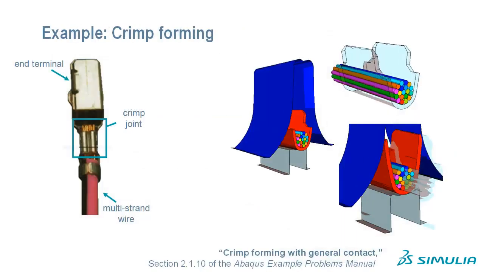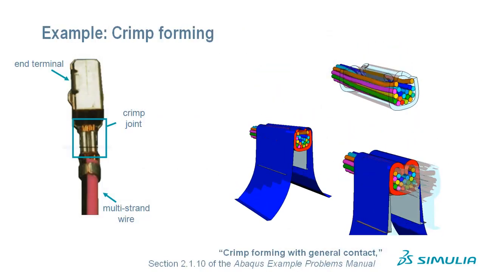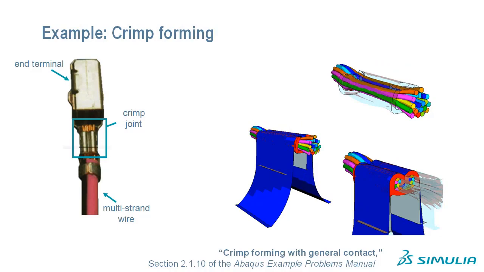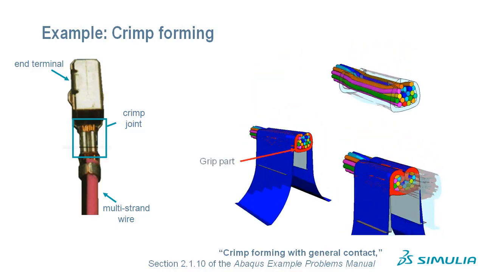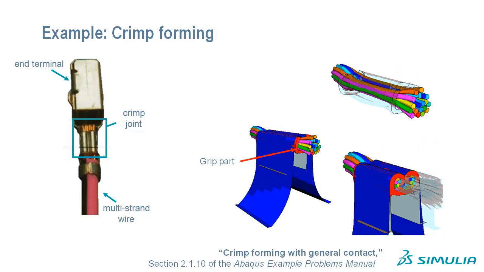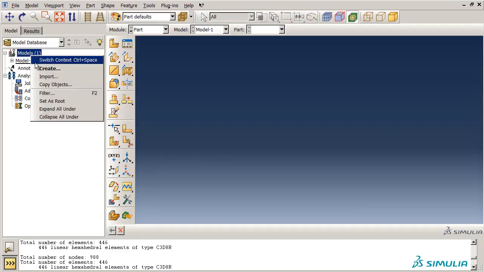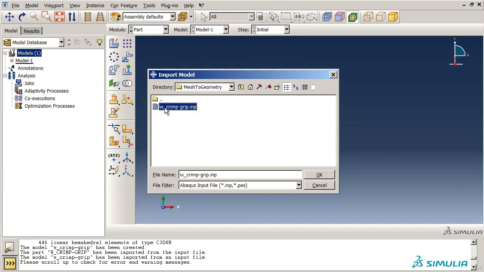In this demonstration, I will be creating geometry from a mesh of the grip part in this crimp forming example. The grip is colored red in the lower two animations. I will begin by importing the orphan mesh from an input file.